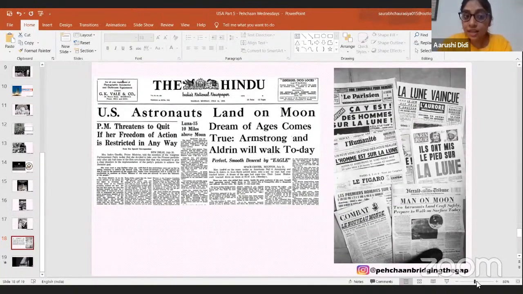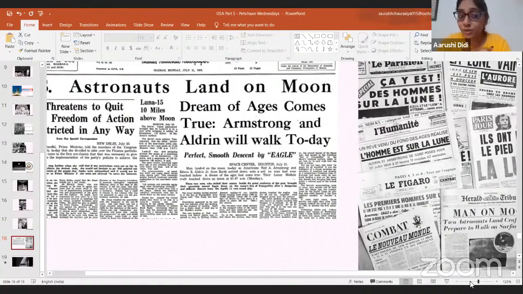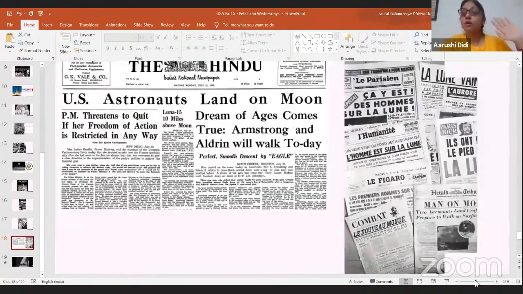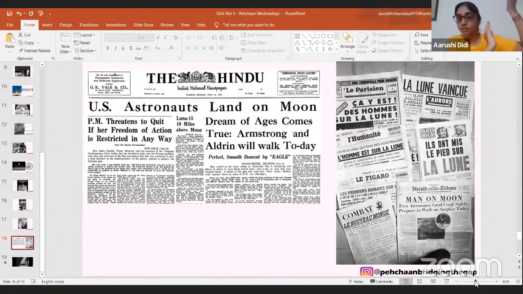On the left hand side, you have the Hindu, which is our Indian newspaper. We all know USA is on the other side of the world. Now the news has also reached India that USA has sent 3 astronauts to the moon and has brought them back. So on the left hand side, you have US astronauts land on the moon.